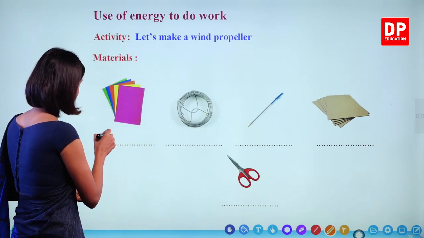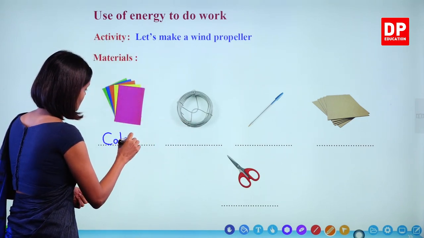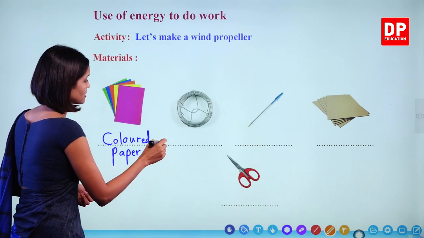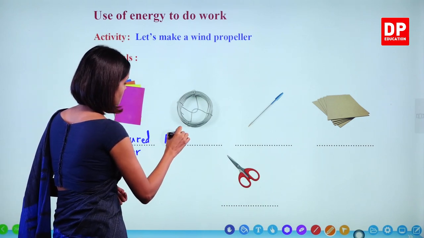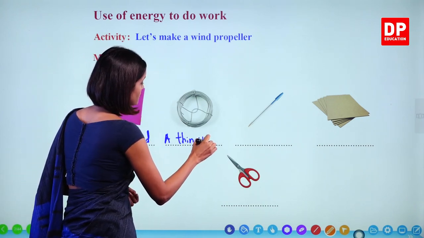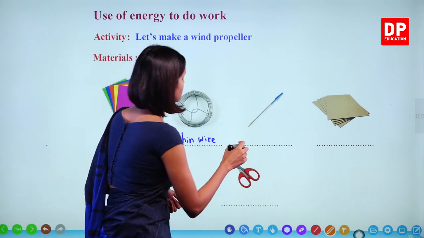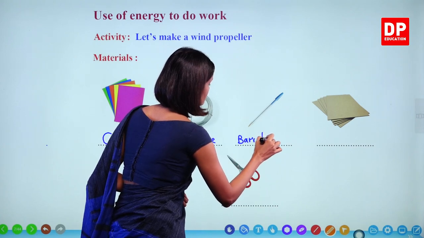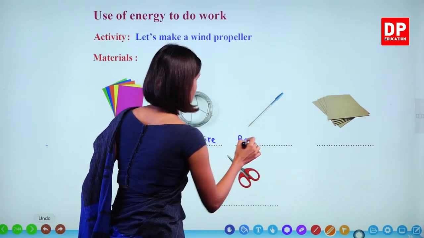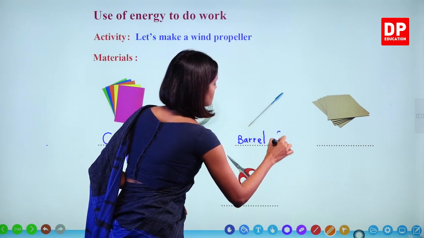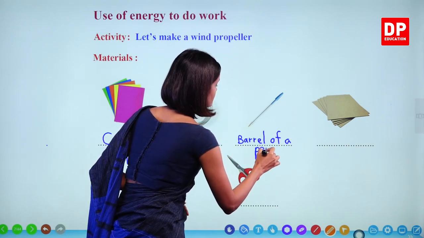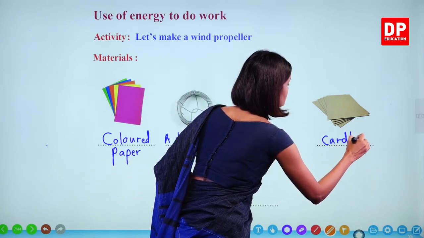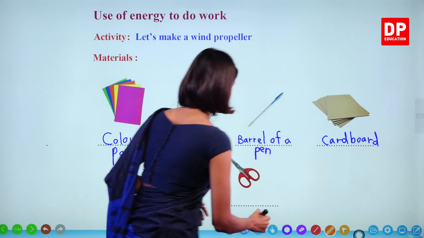We'll write down this. Colored paper, and you need a thin wire, barrel of a pen, piece of cardboard, and a pair of scissors.